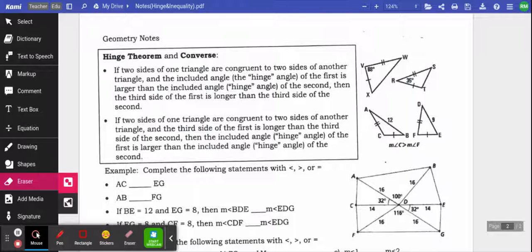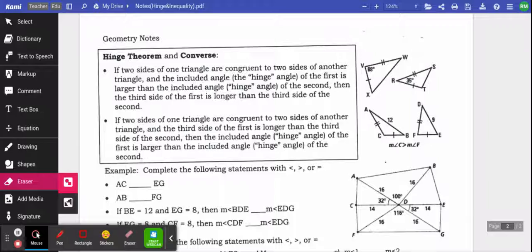If two sides of one triangle are congruent to two sides of another triangle, and the included angle of the first is larger than the included angle, the hinge angle, of the second, then the third side of the first is longer than the third side of the second. And the converse: if two sides of one triangle are congruent to two sides of another triangle, and the third side of the first is longer than the third side of the second, then the included angle of the first is larger than the included angle of the second.